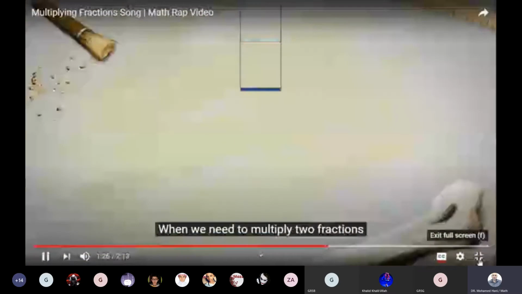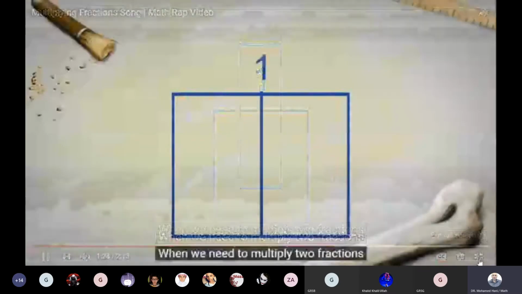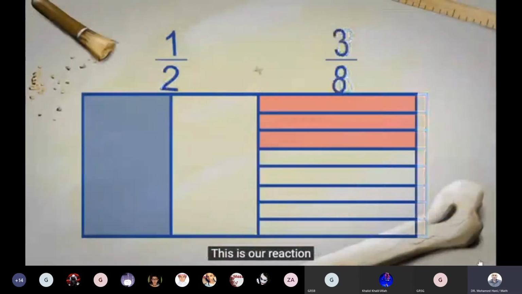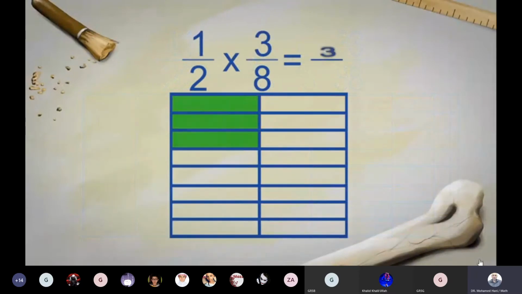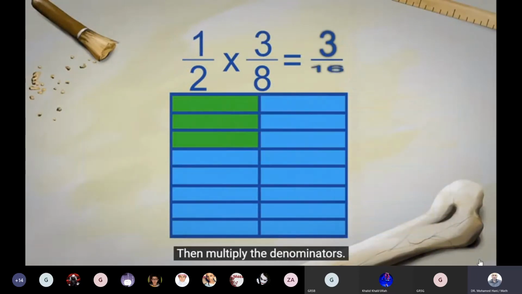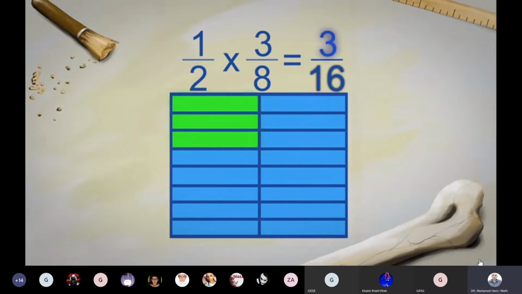When we need to multiply two fractions, this is our reaction. Multiply the numerators, then multiply the denominators.